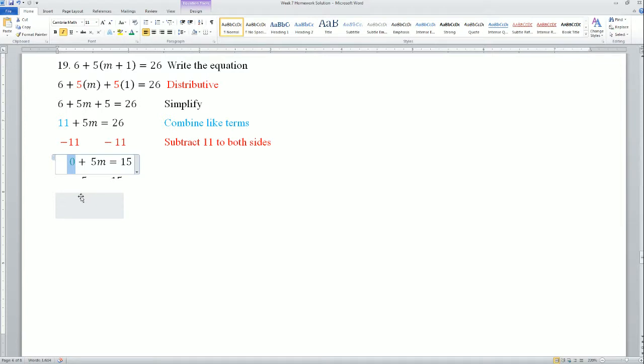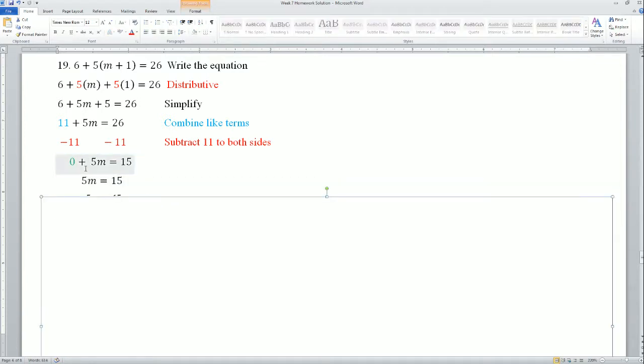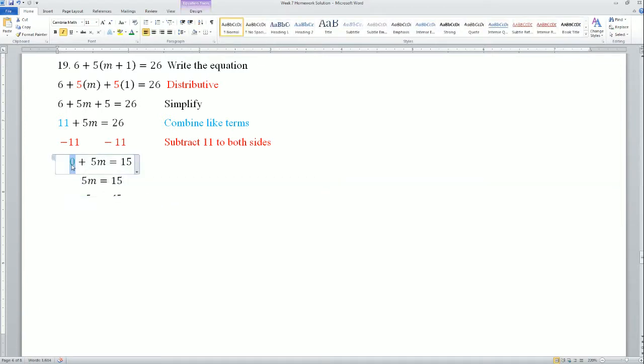Again, there's that identity element of 0. Do we ever care? No. But remember, there's still a 0 there. It disappears because we don't really write the plus 0. What you have now is 5m equals 15.